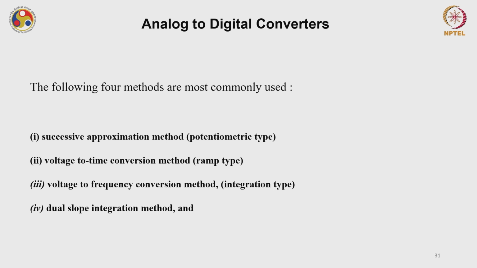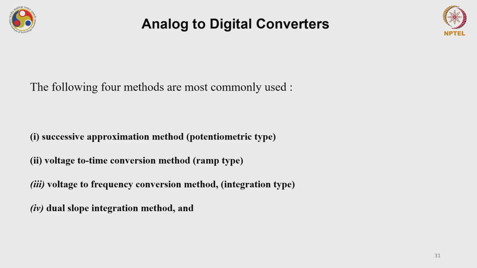The first is the successive approximation method, which is also sometimes known as potentiometric type. Then you have the voltage to time conversion method, which is also known as ramp type. Then third is the voltage to frequency conversion method, which is also known as integration type. And then you have the dual slope integration method. It is not possible to cover all these 4 different types of ADCs, but we will quickly see one example, in this case the dual slope integration method.